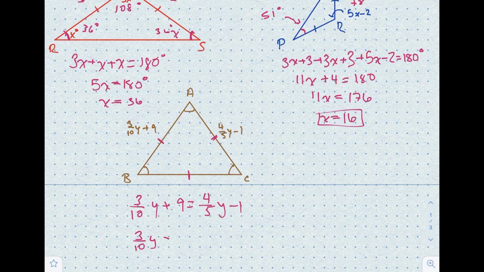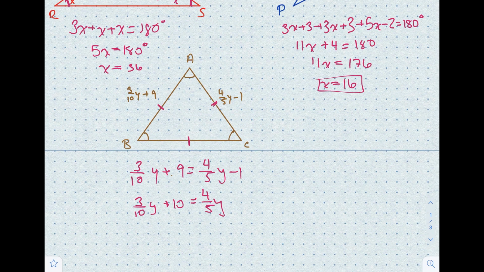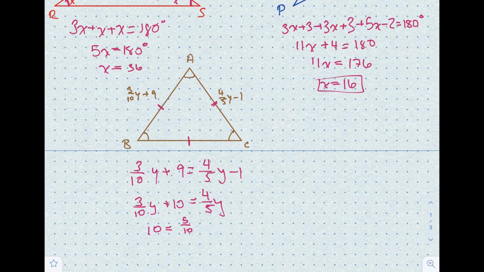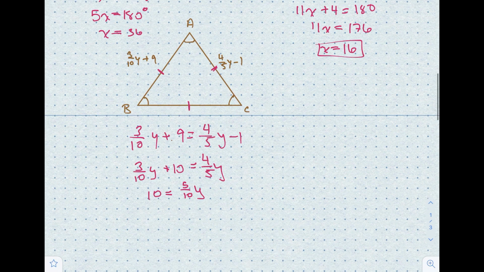First, I'm going to add the 1 over. And then I'm going to subtract 3/10 y from both sides of this equation. 4/5 is 8/10. So 8/10 minus 3/10 is 5/10 y. 5 over 10 reduces to 1 over 2. So 10 is equal to half a y, so y is equal to 20.